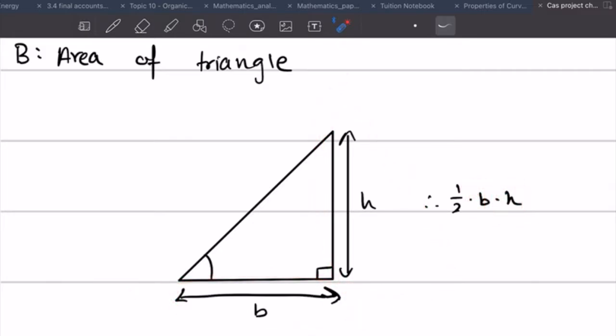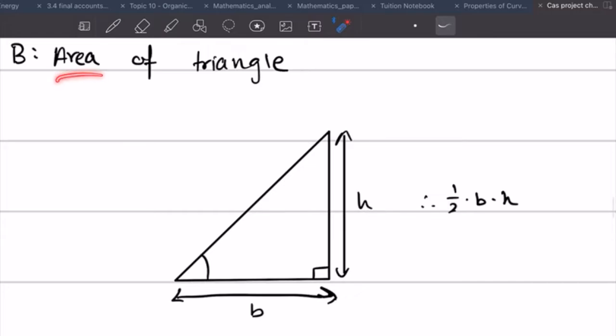But of course, this is pretty simple because you can just get a value for b and h, and you can just find out the area, or you're given the value of area and one of these variables, and you have to find out the other. And this is too easy, and it has to be a bit harder.